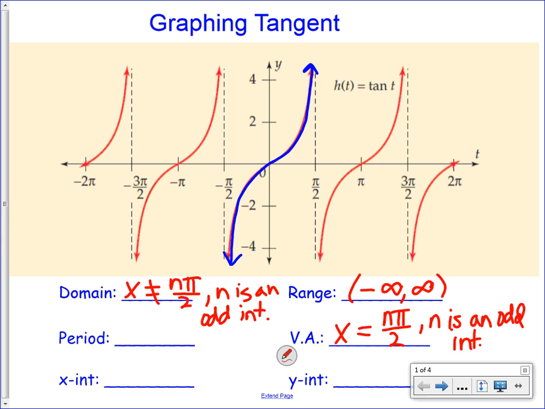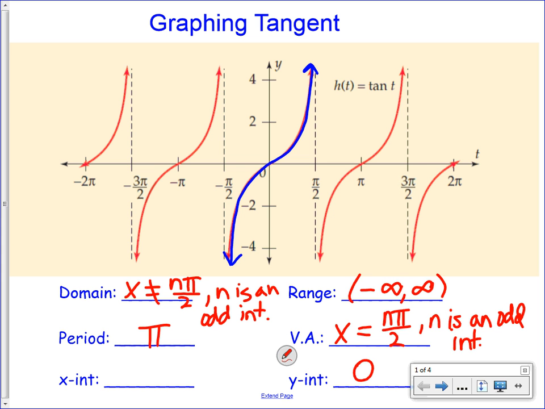Okay, now the period for tangent is different than sine and cosine. One period goes from negative pi over 2 to positive pi over 2. Well, if you were to subtract those, pi over 2 minus negative pi over 2, you're going to end up with 1 pi. Okay, so the period for tangent is 1 pi. All right, now tangent does have a y-intercept. It does go through the origin, so the y-intercept is 0.